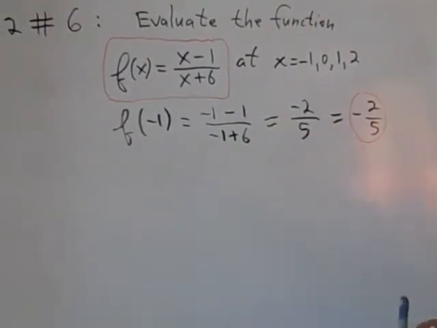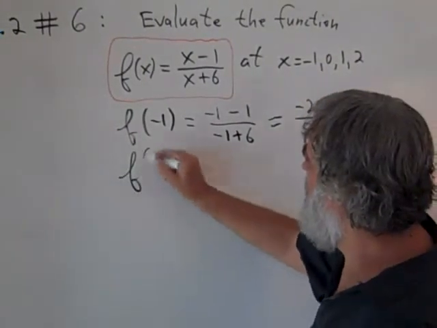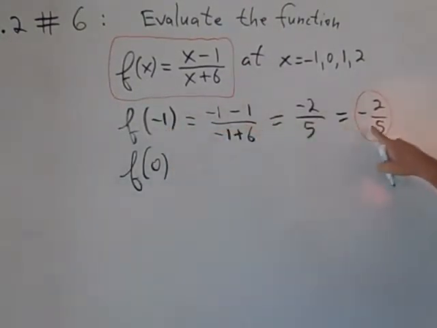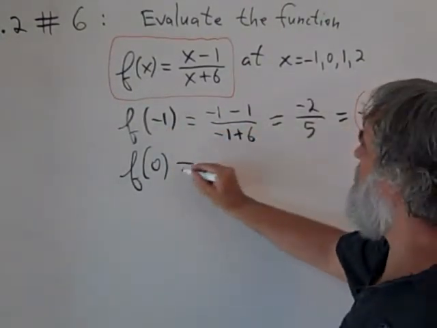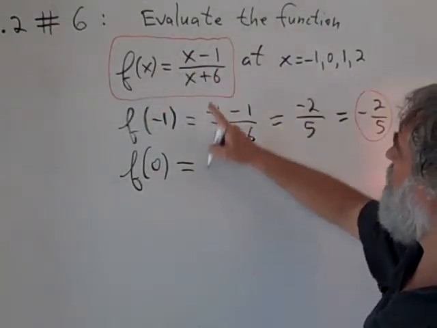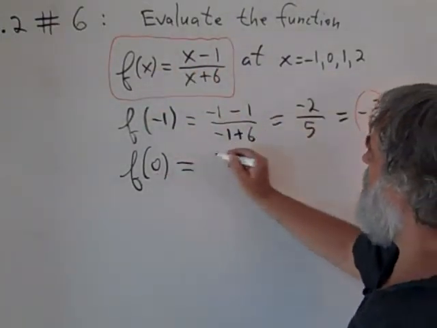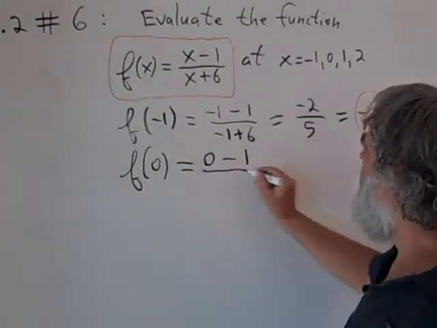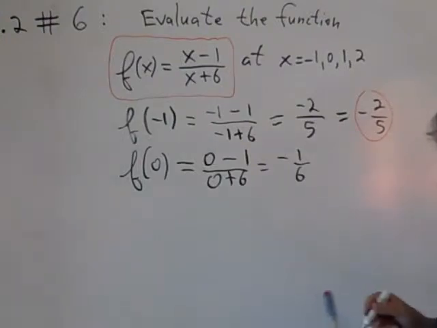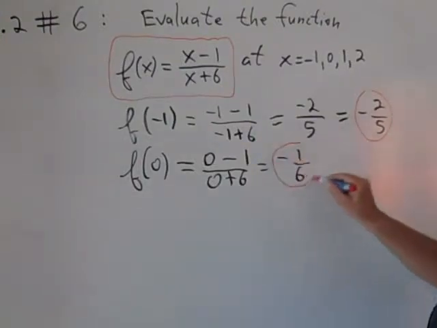Now let's look at f of 0. So we plug a -1 into this function, we get output -2/5. If we plug a 0 into this function, again, this is the definition of the function, so we follow this template, plugging a 0 everywhere there's an x. So it's 0 minus 1 divided by 0 plus 6, which is -1/6. So this function with an input of 0 yields an output of -1/6.